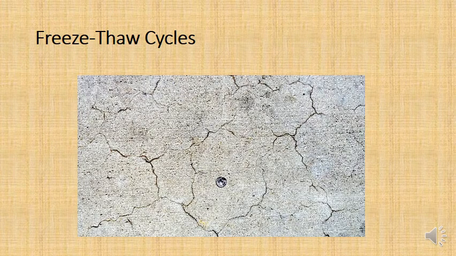But this is what a freeze-thaw cycle will look like. Similar to the alkali-silica reaction, you end up getting lots of cracks forming throughout the concrete, and usually they're a little bit more sparse and more evenly spaced than the alkali-silica reaction cracks, and usually they're a bit deeper, but that's going to weaken the concrete.